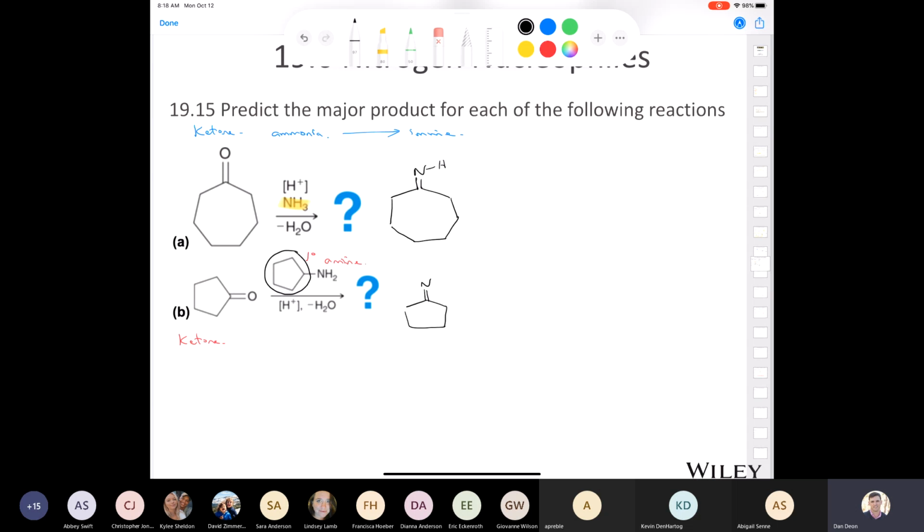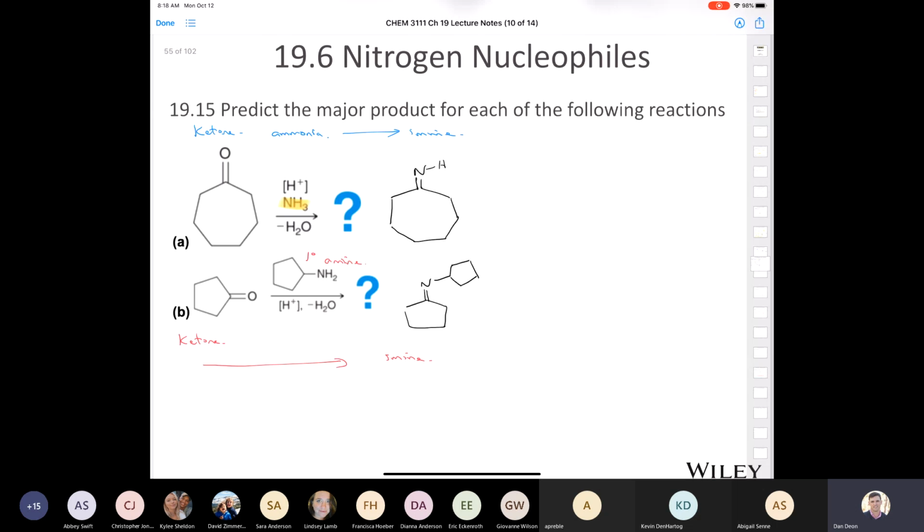And so our R group is going to be over here, and we'll draw it in. It's a cyclopentyl, like that. And this is our imine. So again, a ketone plus a primary amine gives us an imine, like that. Okay, there we go. So imine formation.